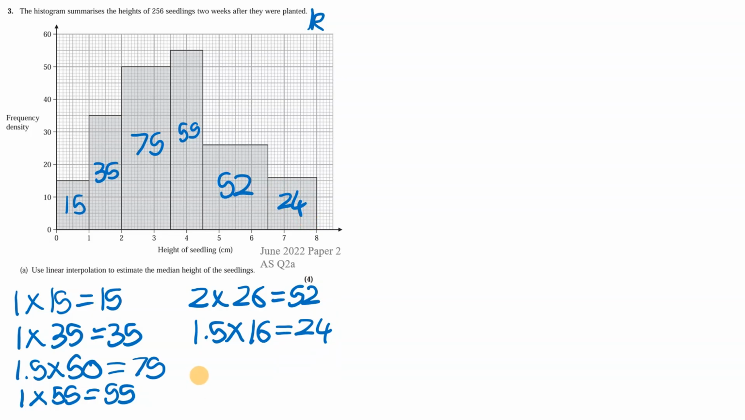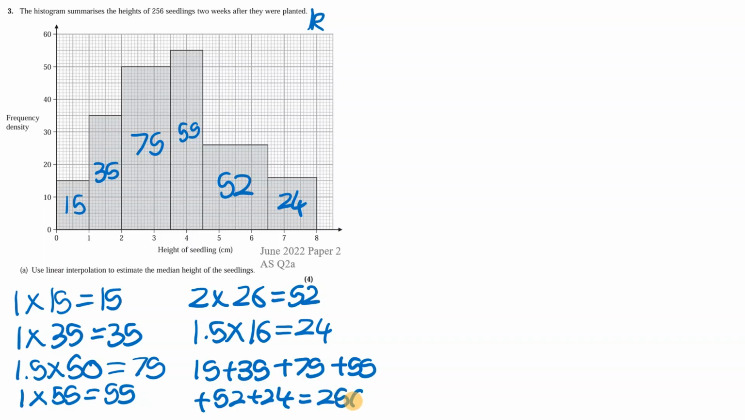If we add these areas together, it's 15 plus 35 plus 75 plus 55 plus 52 plus 24, and if you put this into your calculator, it's equal to 256, which is the same number as the frequency, the 256 seedlings. So 256 divided by 256 is equal to 1, so this is equal to K. This is quite a nice example where the area is equal to the frequency.